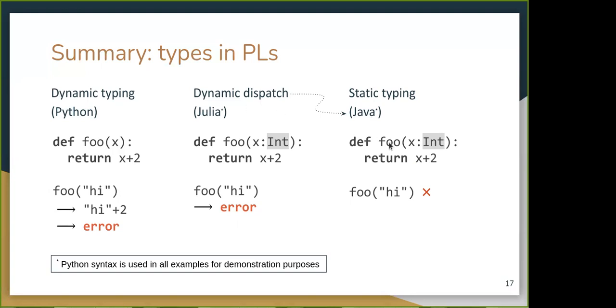The only difference is that in those object-oriented languages, we only look at the type of the receiver. It's like x dot method, and then we only look at the type of x. Whereas in Julia, we can look at the types of all arguments, and they're all completely equal.